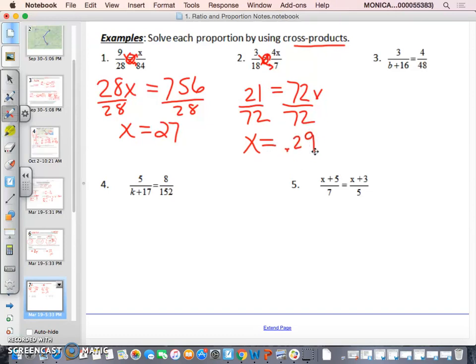All right, now for the next problems, I've got an expression being multiplied by a number. And so what you have to make sure, I see my equal sign in the middle, so I know I'm going to use cross products, but you have to multiply the entire expression by the number. And so what that means is you have to use the distributive property. So on this side, I've got 4 being multiplied by b plus 16. And on the other side, I've just got 3 times 48.